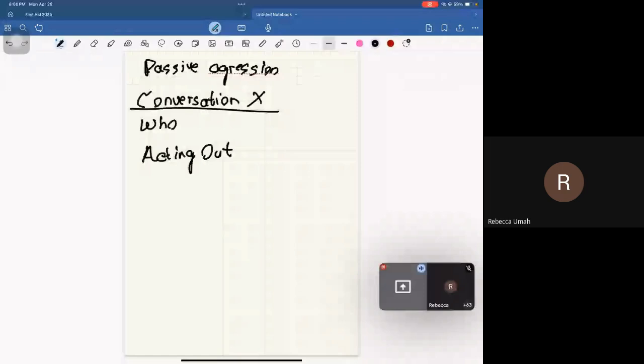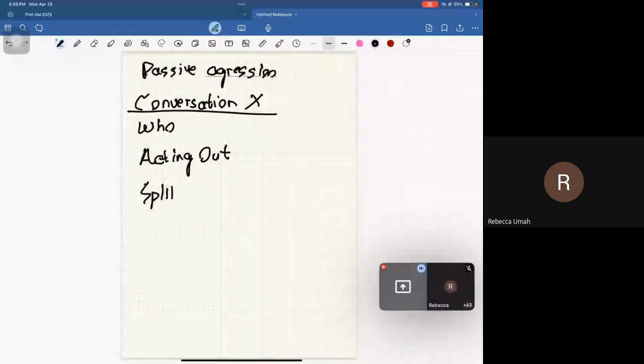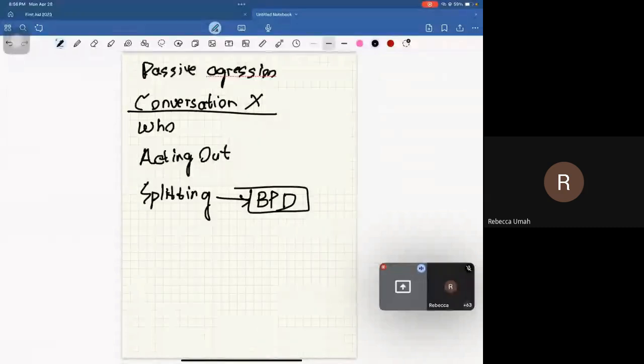In borderline personality disorder, BPD, passive aggression was one, and the other one was splitting. In BPD, splitting occurs as well. What happens in splitting is that the patient cannot integrate a positive or negative thing about anyone into the same picture.